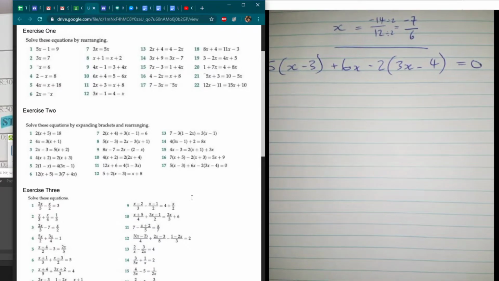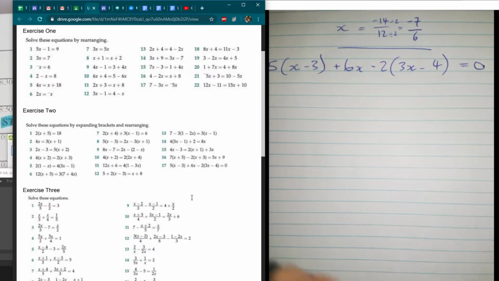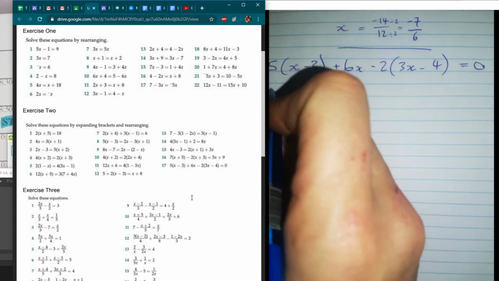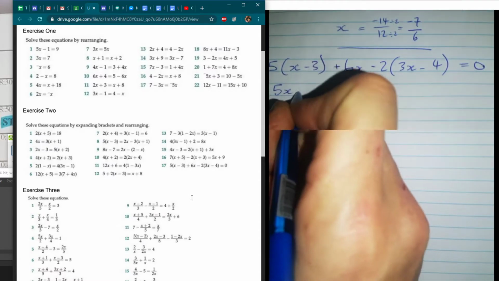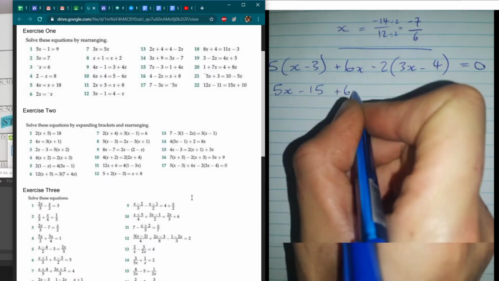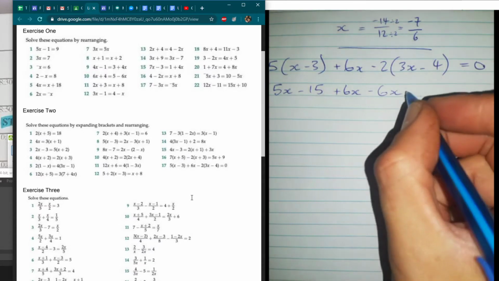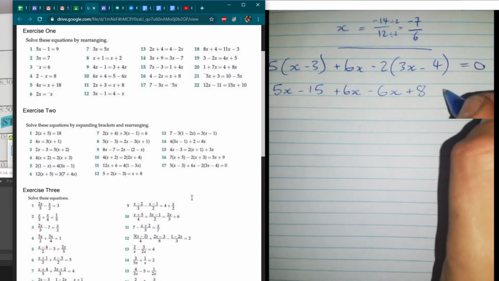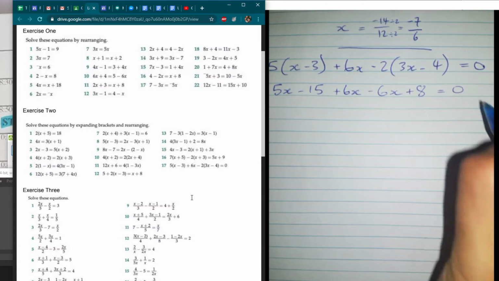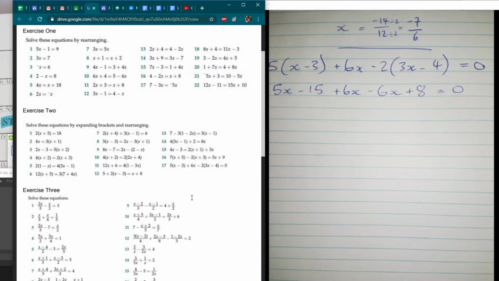There we go. Perfect. Alright, so in this one, first thing we're going to do is we're going to expand the brackets. So we get 5x minus 15 over here, plus 6x, then minus 6x. Look at this, negative 2 times negative 4. That gets us to a plus 8. I'm actually going to move the equal sign over a bit, sorry, because we might run out of room otherwise, but don't worry too much about that.